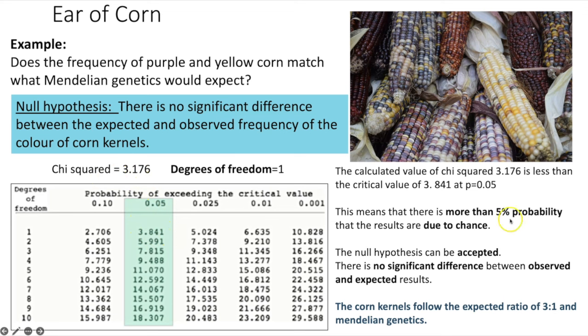And therefore we have more than 5% probability that the difference between the observed and the expected is due to chance. And therefore we have to accept the null hypothesis, meaning there is no significant difference between what we observed and what we expected. So in other words, the frequency of the corn kernels that we observed does match what we expected from our Punnett square, and it confirms that Mendelian genetics ratio of 3 to 1.